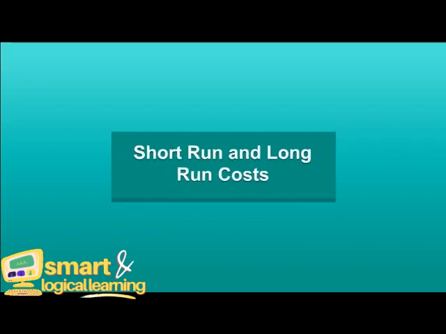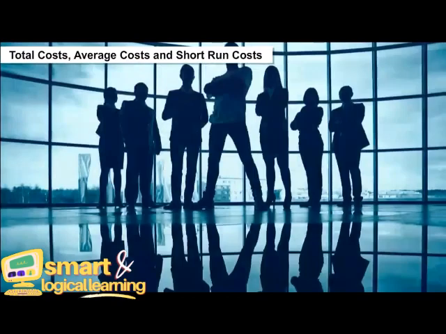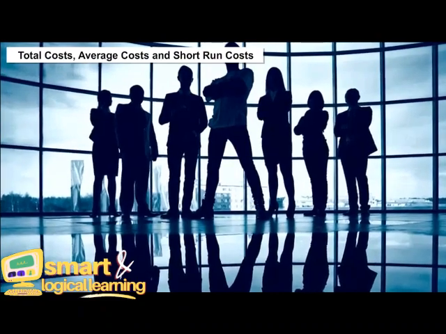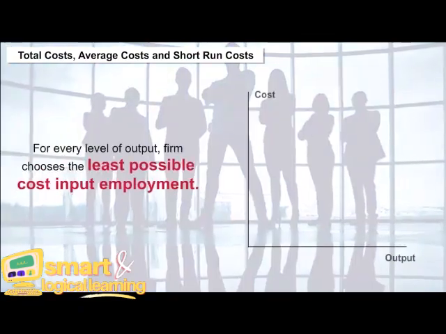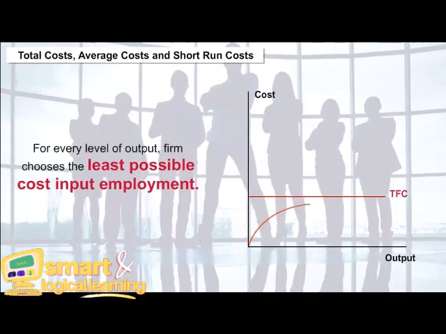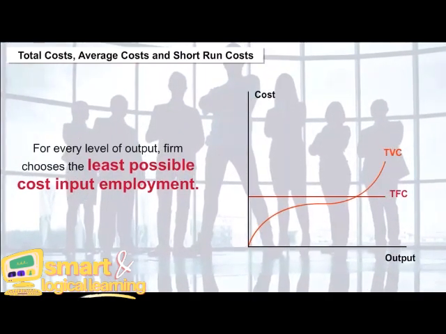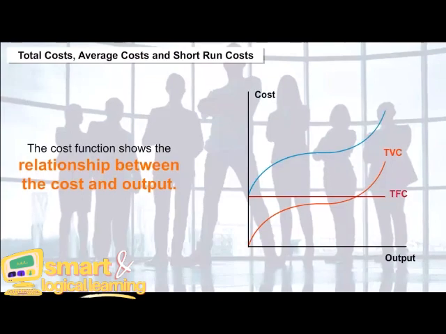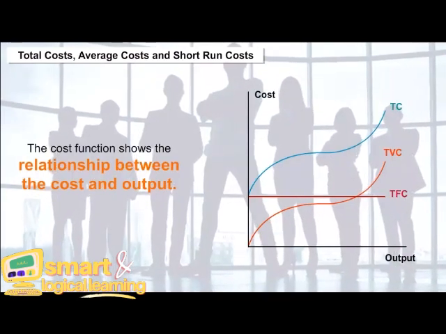Short run and long run costs. Total costs, average costs, and short run costs. For every level of output, the firm chooses the least possible cost input employment. The cost function shows the relationship between the cost and output.